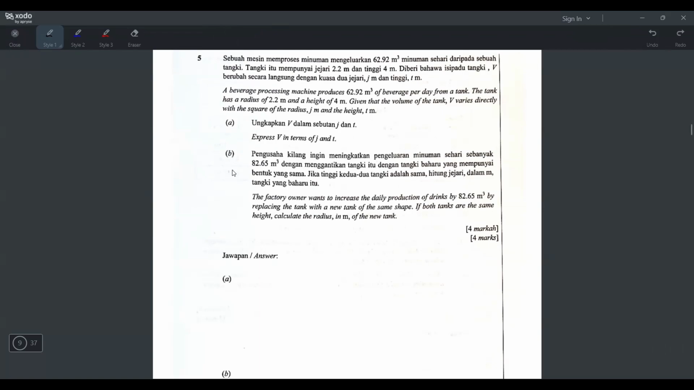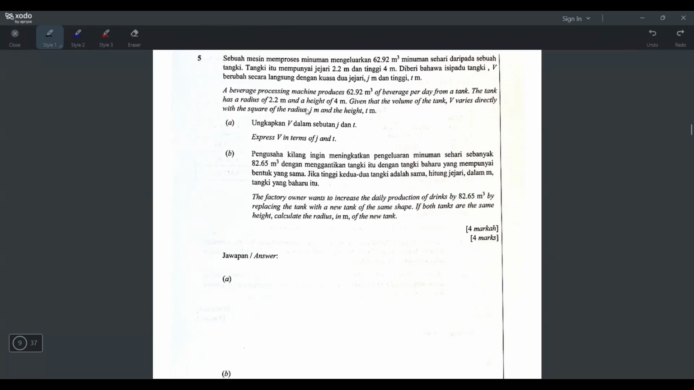Okay, let's continue. Next question, number 5. Let's read the question. A beverage processing machine produces 62.92 meter cube, right? So whenever you see meter cube, it means it's volume, right? It's talking about volume, right? Okay, so produces 62.92 meter cube of beverage per day from a tank. Okay, the tank has a radius of 2.2 meter and a height of 4 meter.